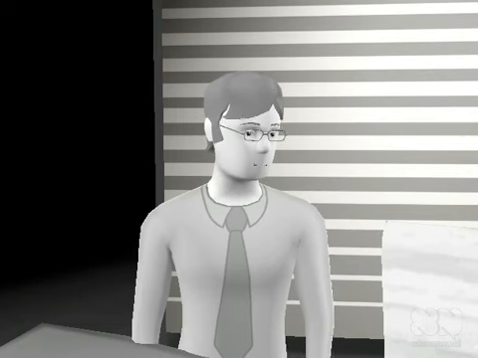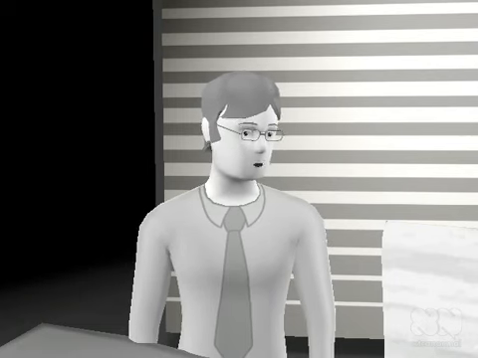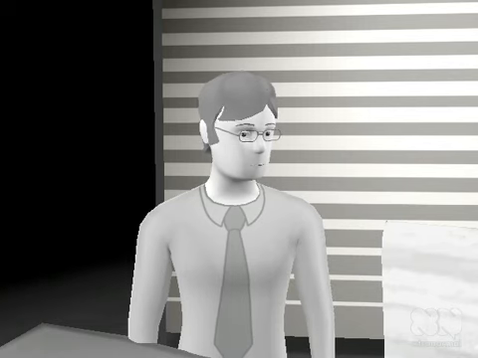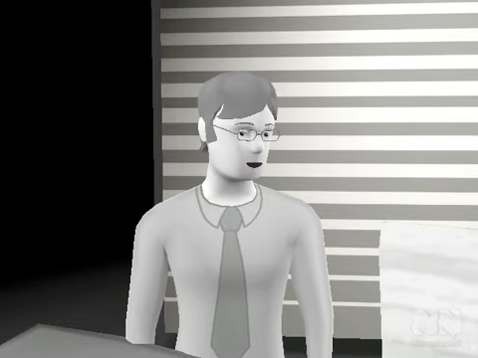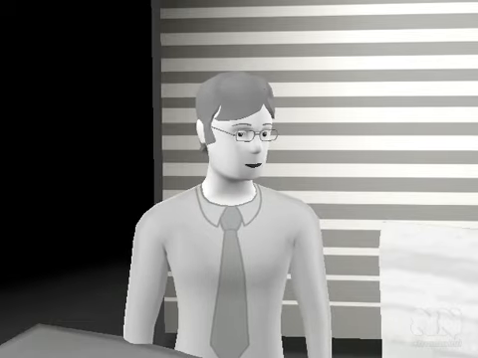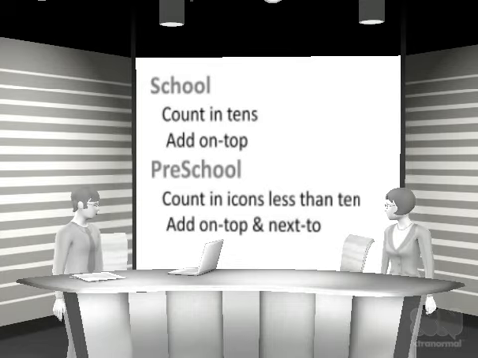Well, Bo, mathematics was created as a natural science about many. To deal with many, first we count many, then we add many. In school we only count in tens and add on top. In preschool, learning and playing go together. So here we can also count in icons, that is, in numbers less than 10. And here we can add both on top and next to.